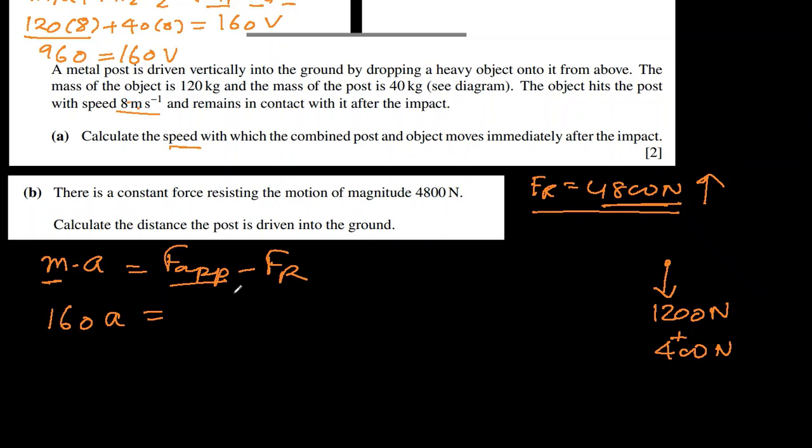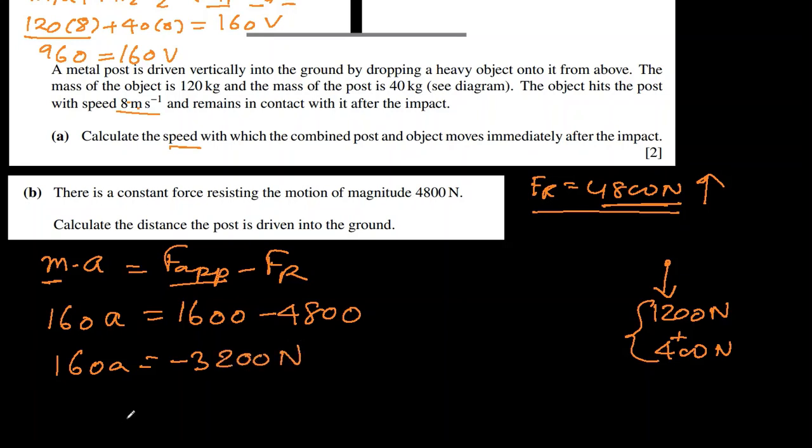There is no external applied force, so we'll count them as applied force because they are in the direction of motion. So 1600 minus 4800 newtons. So 160 a is minus 3200 newtons, and so acceleration becomes minus 3200 over 160, and that is minus 20 meters per second squared. This is the deceleration with which it will stop.